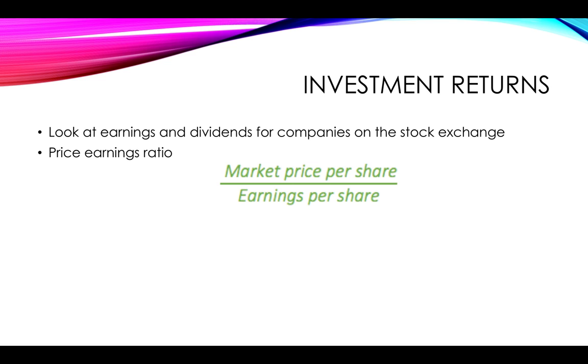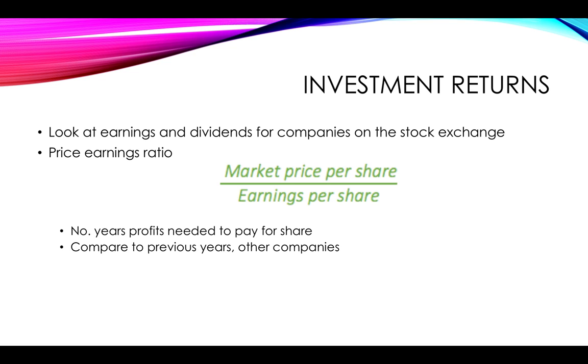The market price per share is looking at what it will cost you to buy a share today, and therefore how long it will take you to pay for the price of that share based on what its earnings are. So very simply, it will calculate the number of years' profits that you need to pay for the share if you had to buy a share today. You can compare this to previous years as well as to the price-earnings ratio of other companies. Obviously, the shorter the period, the better. If there's a very high ratio, it means that the investors are very confident in this company.